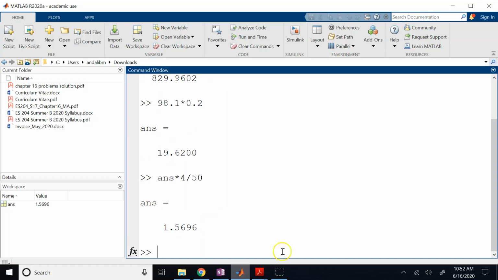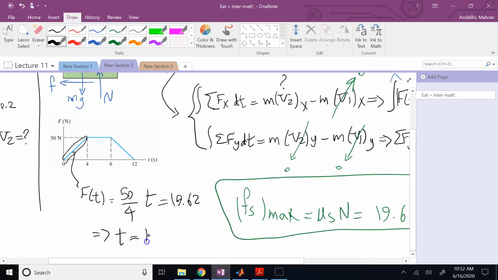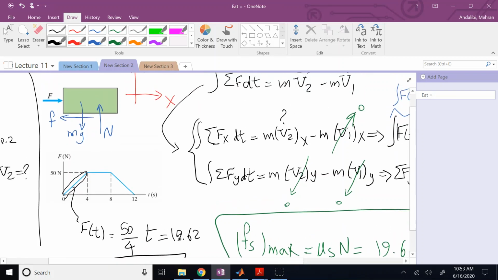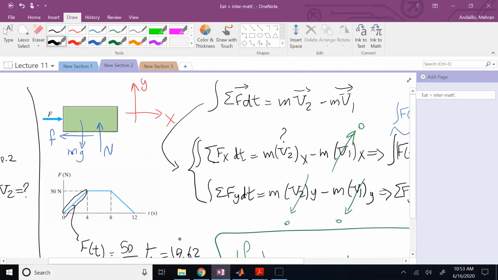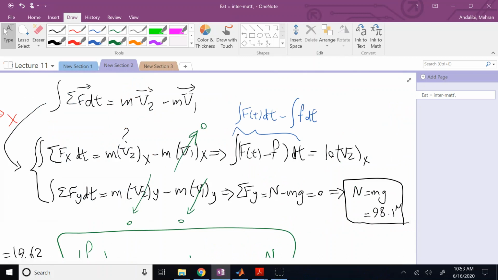Which is going to be 1.57 roughly. So the motion does not start immediately. We have to wait until 1.57 seconds to start the motion. Therefore, when we integrate here versus time, you see here, I'm integrating from time t1 to what? t2. What is t1 and what is t2?